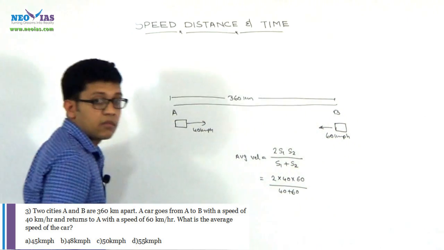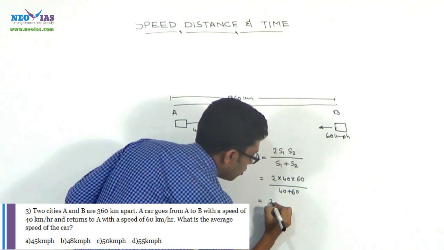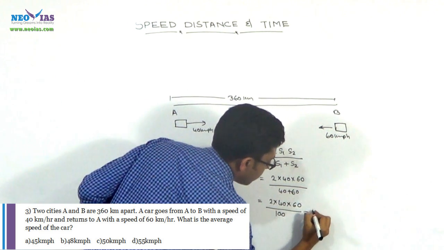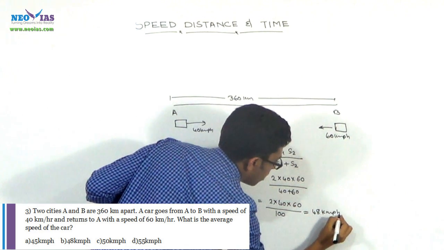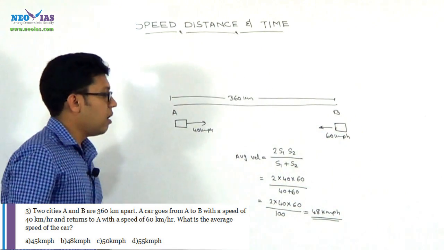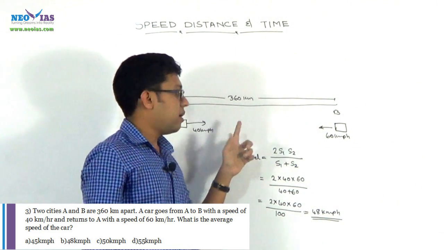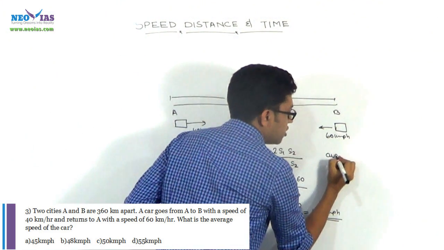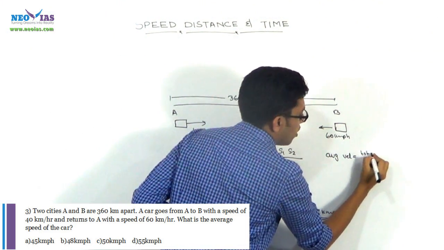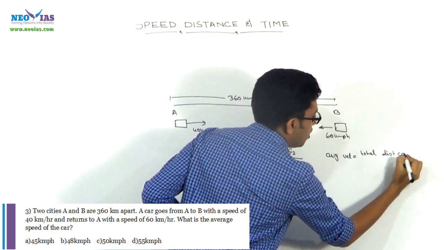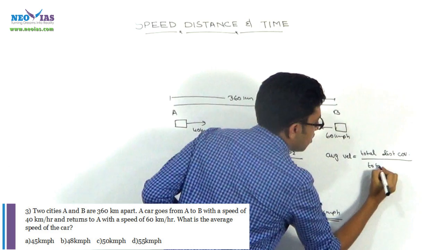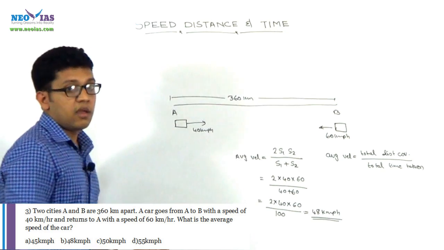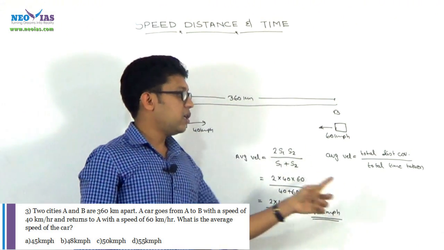That is equal to 2 into 40 into 60 divided by 100, and the answer will be 48 kilometers per hour. Now, what if the distance covered is different for different velocities? Then we need to apply the formula average velocity is equal to total distance covered divided by total time taken. If the distance covered is different for different speeds, then we need to apply this formula.